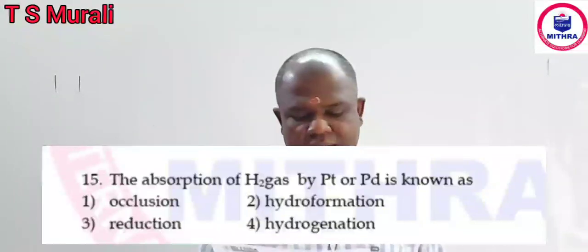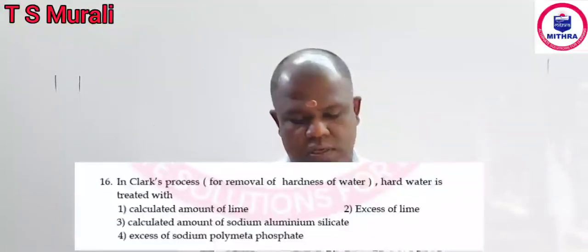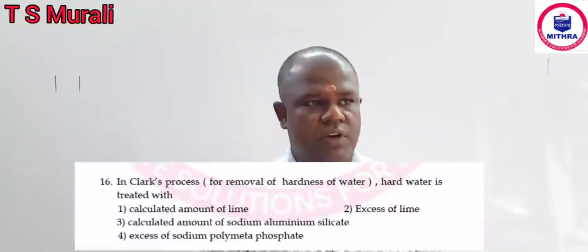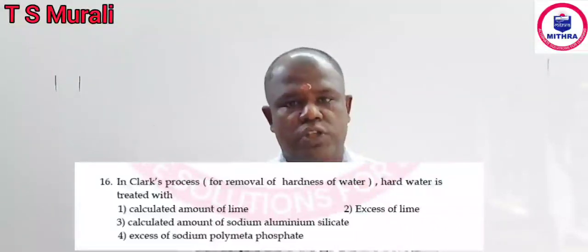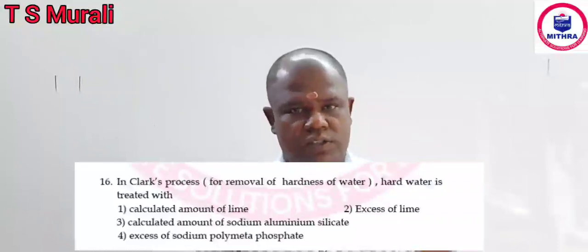Question number 16, in Clark's process, hardness of water is simply because of the presence of Ca2+ or Mg2+ ions present in dissolved form as salt. Salt may be bicarbonate, chloride or sulfate. Okay, if the hardness is caused by bicarbonate of calcium or magnesium, that is called temporary hardness. If it is caused by the sulfate or chloride, it is called permanent hardness. Temporary hardness can be removed by boiling.